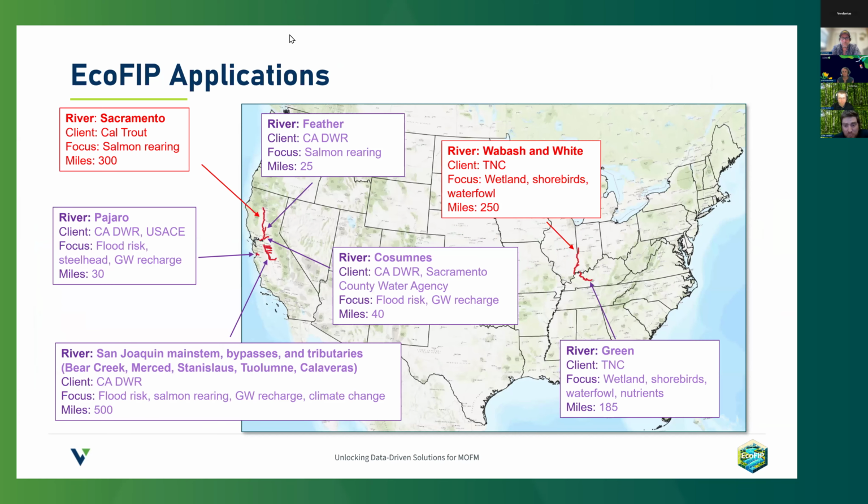We've applied EcoFIP to about 1,300 river miles of river throughout California and the Midwest so far, and the two that we're really going to focus on today are the Wabash River on the Indiana-Illinois border, as well as the Sacramento River for the String of Pearls project. So with that, I'll pass it back over to John to get into the Wabash.